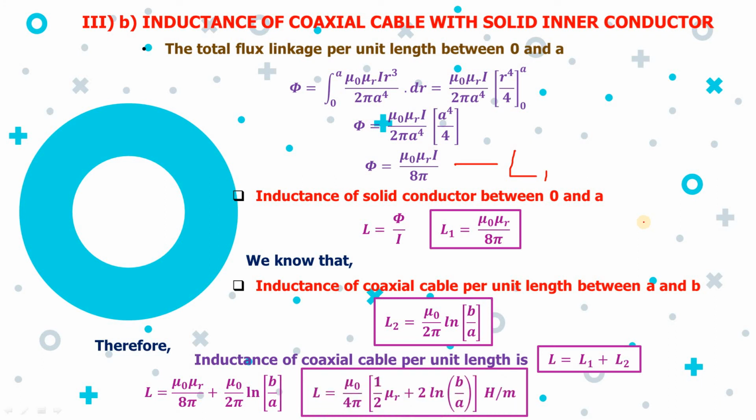L is equal to mu naught by 4 pi into half mu r plus 2 ln B by A. That is about the inductance of a coaxial cable, both the general case as well as the inner solid conductors. Now, that is about the third application.